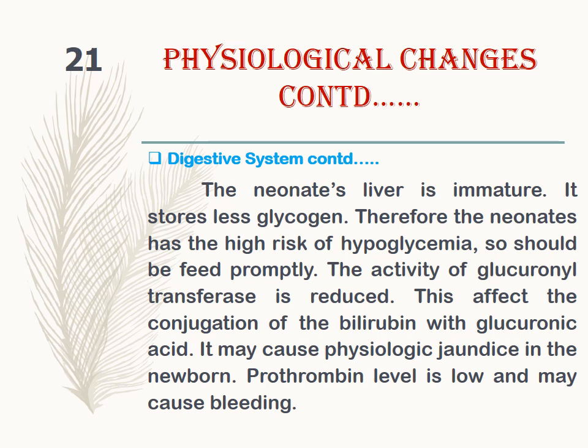Digestive system, continued. The neonate's liver is immature. It stores less glycogen. Therefore, the neonate has a high risk of hypoglycemia, so should be fed promptly. The activity of glucuronyl transferase is reduced. This affects the conjugation of bilirubin and glucuronic acid. It may cause physiological jaundice in the newborn. Prothrombin level is low and may cause bleeding.